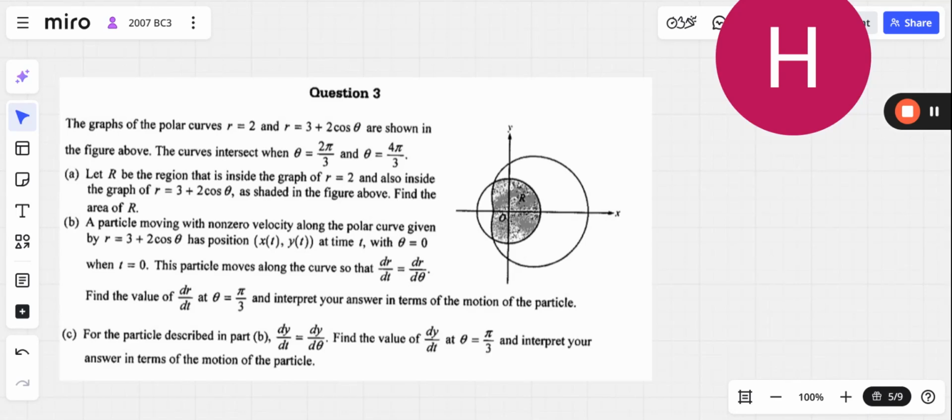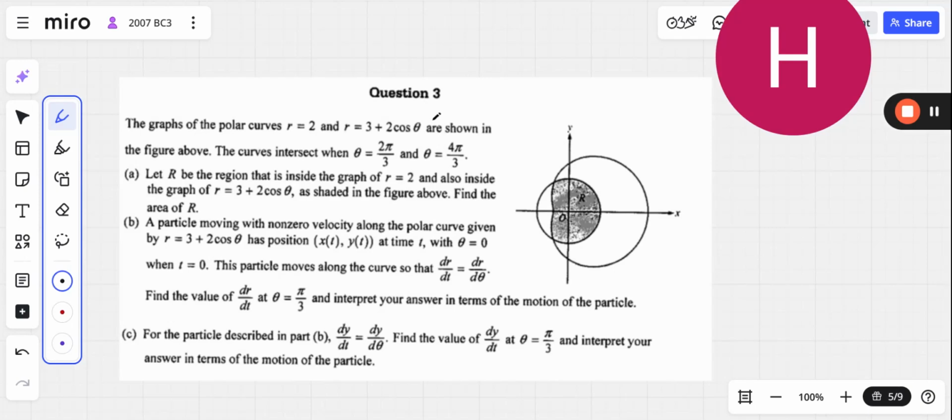This is math from the void. Math coming at you pretty much out of nowhere. Today we have a problem from the 2007 AP Calculus BC exam.